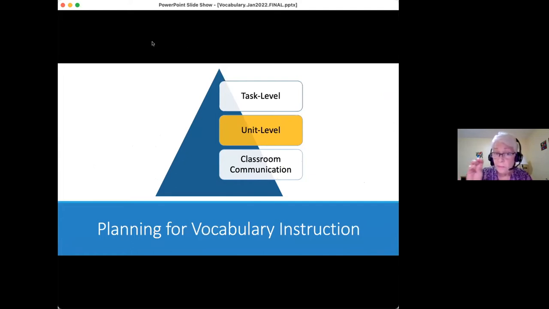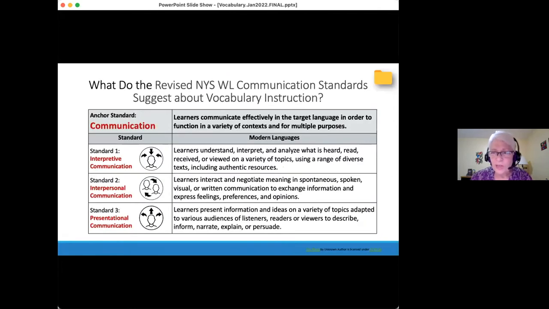So moving beyond the classroom communication and thinking about our unit level planning, here are a few ideas to consider related to vocabulary as you engage in unit planning. Let's start by looking at the standards. And again, these are in your folder. What elements of the standards help us know as teachers what vocabulary we should be teaching? Well, we want to teach vocabulary that's related to the context. And as we know, every one of the standards has some wording in it that identifies the context. So for example, in standard one, variety of topics.